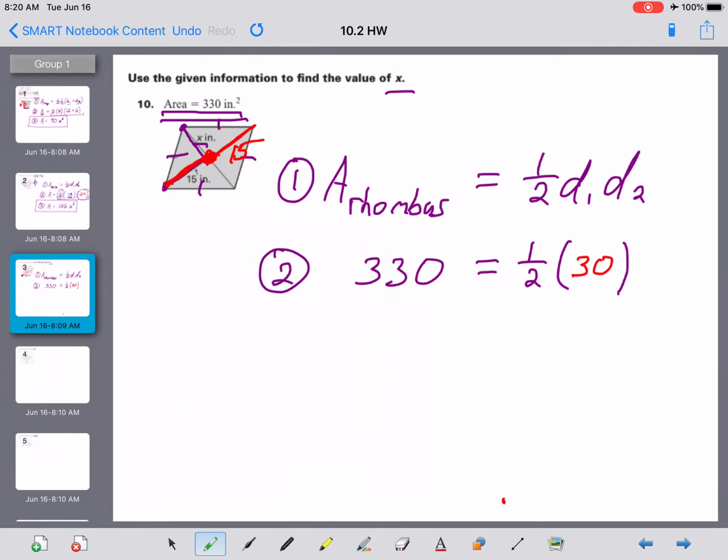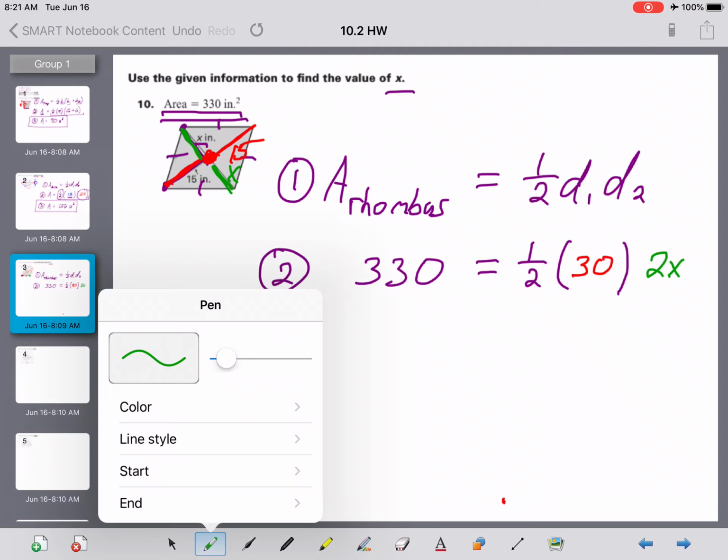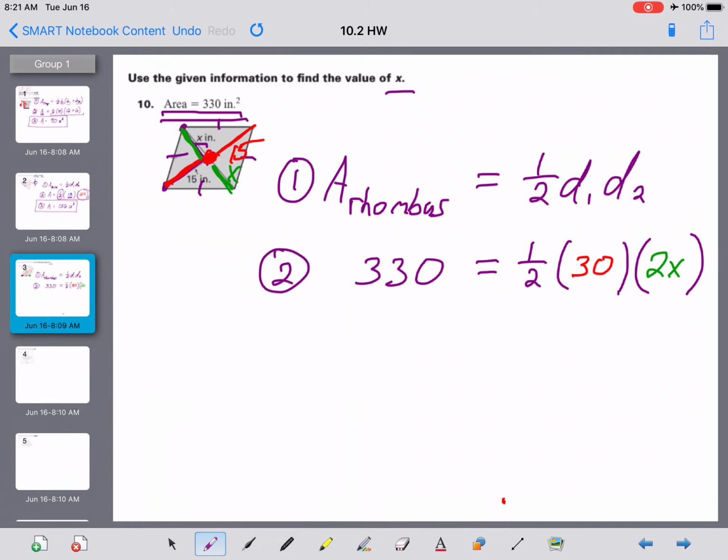The second diagonal now, from here to here, let me do that in green, is x. That means that this piece right over here has a length of x as well. And when we add up the x plus the other x, we are going to get 2x for the measure of that second diagonal. All right, so that is what step 2 is going to look like here, guys.